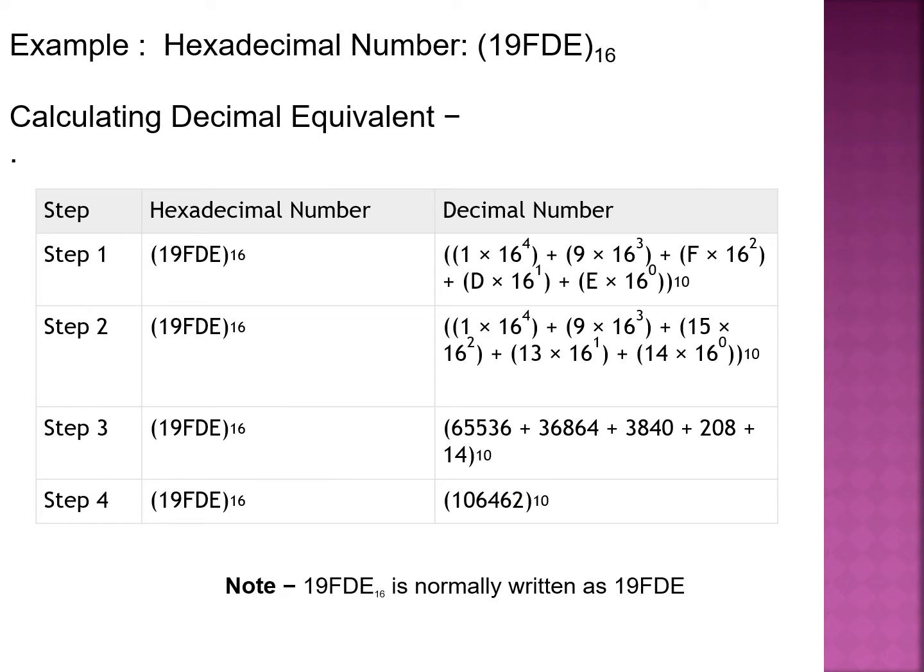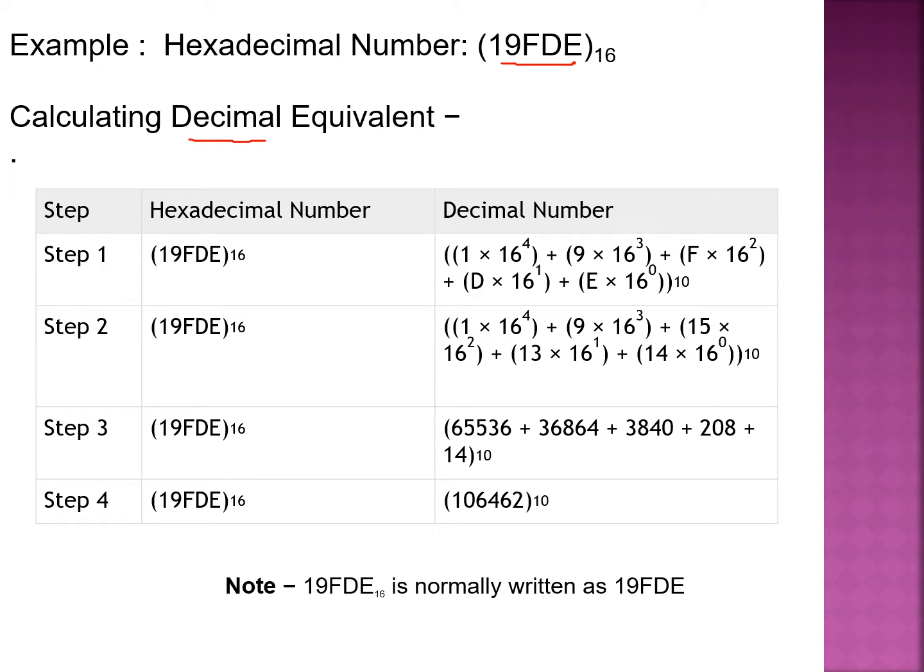Now in this particular example, I am going to convert a hexadecimal number into its decimal equivalent. How we can convert a hexadecimal number into a decimal number, that I am going to explain. There are a few steps for this conversion. The number given is 19FDE. It is a hexadecimal number, and we want to convert it into a decimal number.